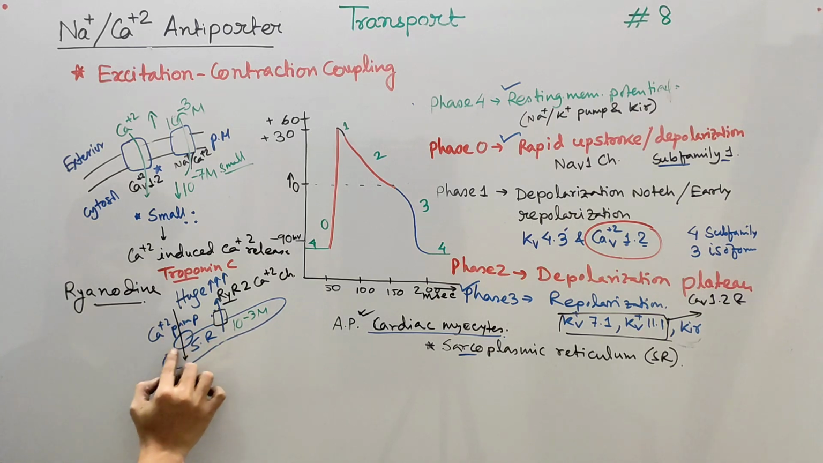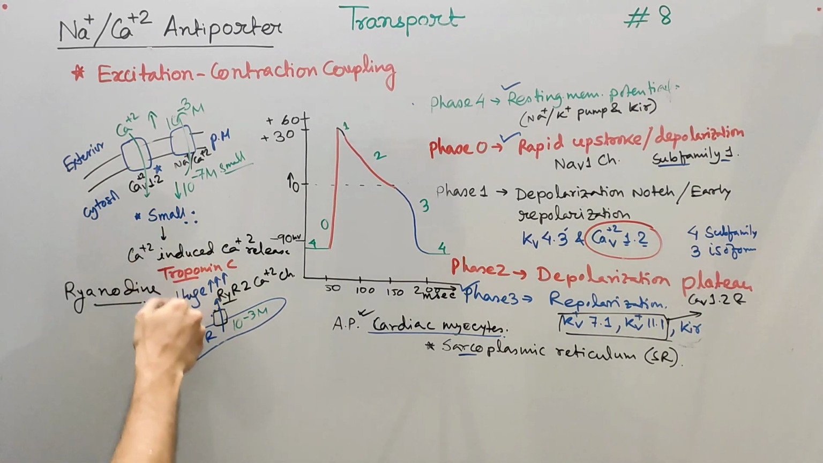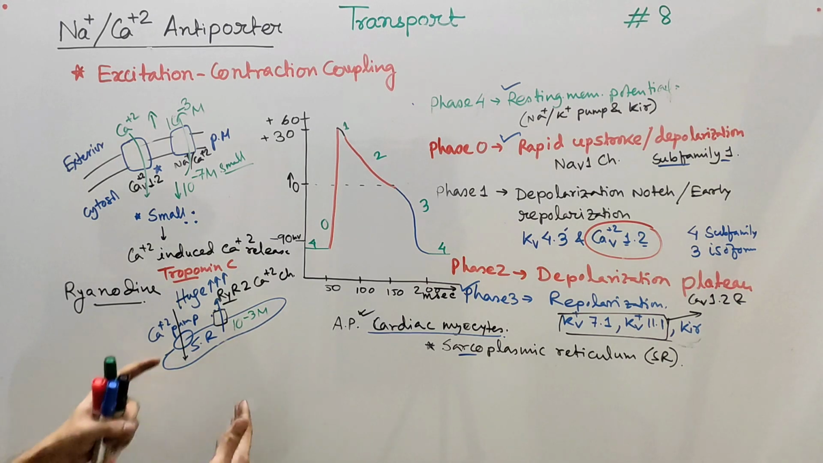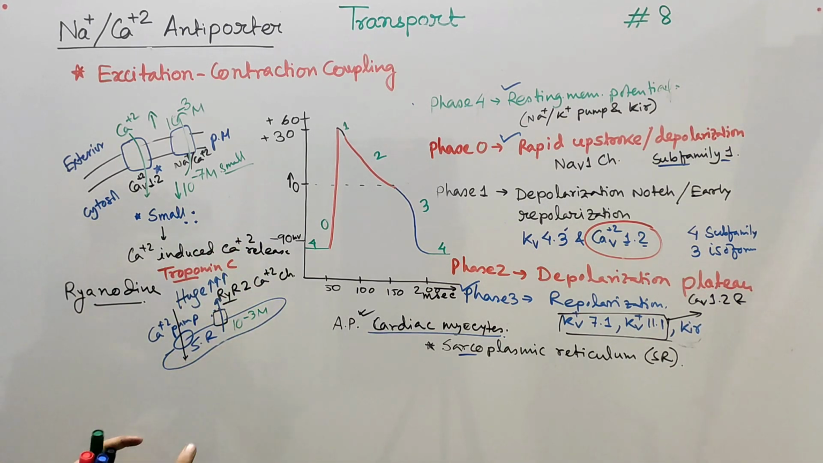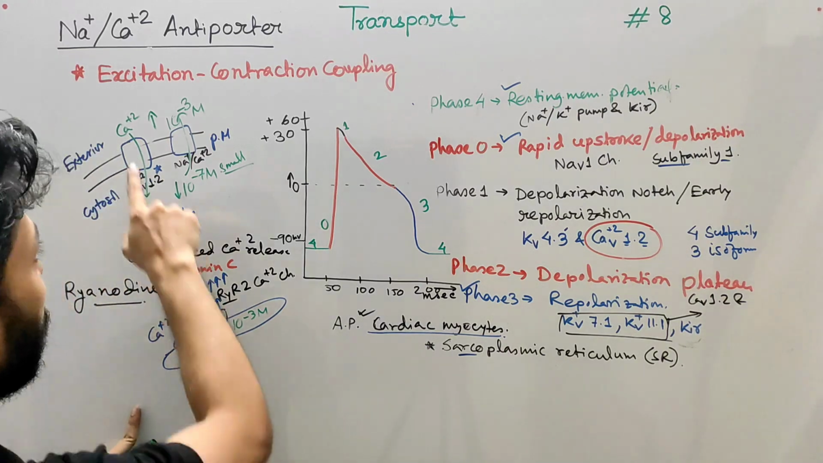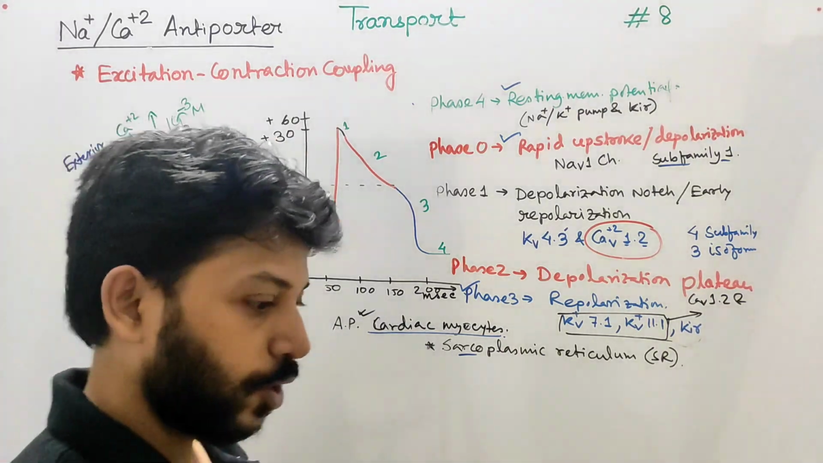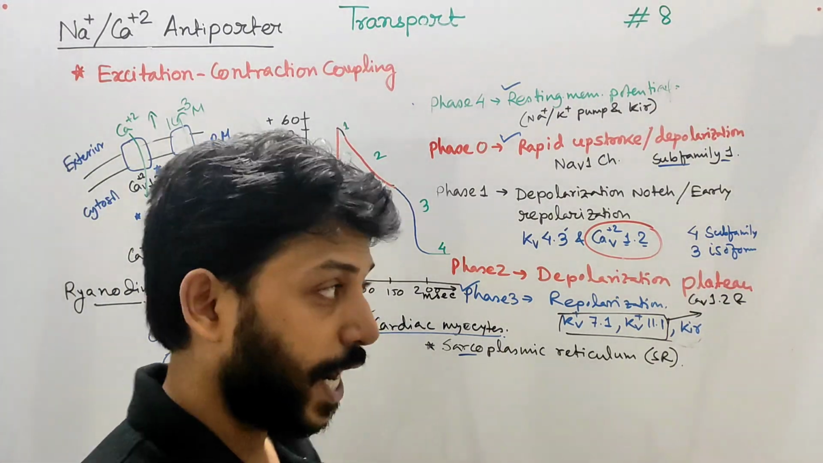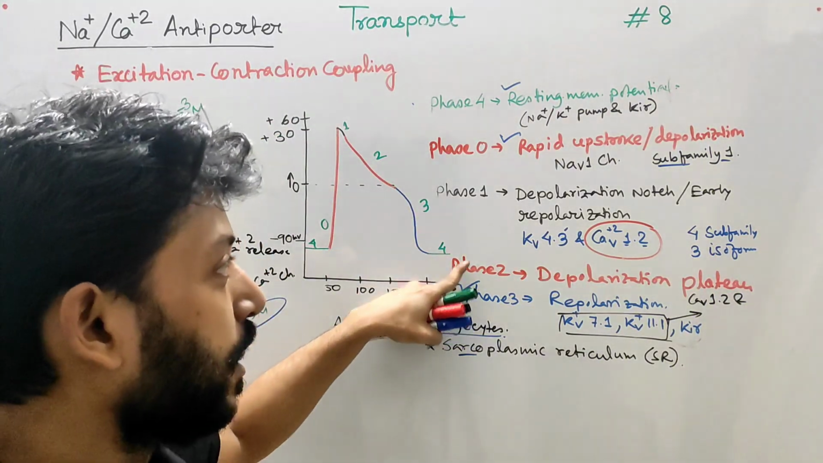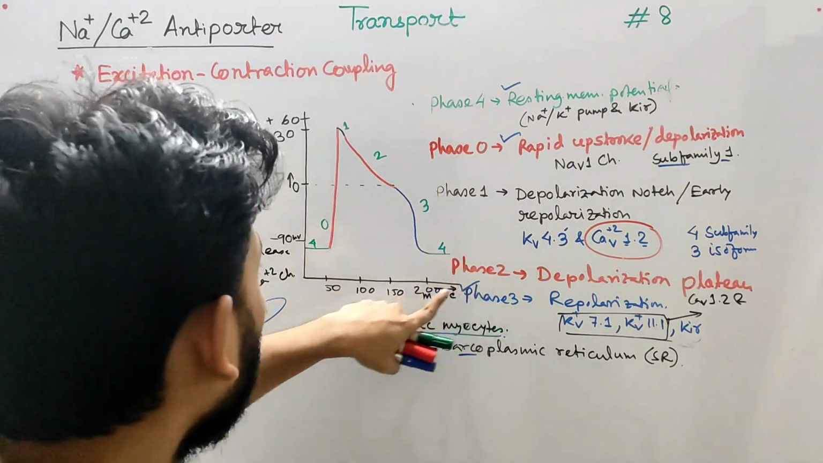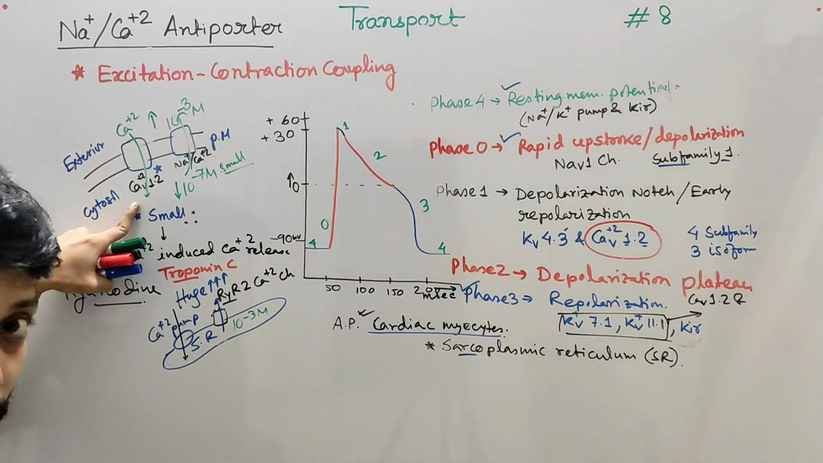And through this calcium pump, a huge amount of calcium actually goes inside the SR, because a huge amount of calcium was secreted out through this SR. So that's how this maintains excitation-contraction coupling. So I think you have understood where the sodium-calcium antiporter stands. There is the action potential, there is phase 1 and phase 2 where this calcium influx starts to occur.